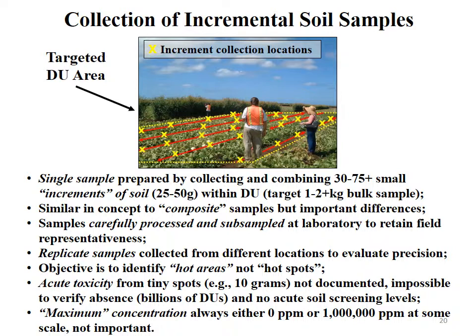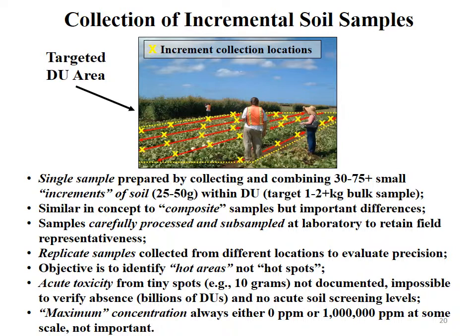Also, replicate samples are collected from different areas within the decision unit, and then each individual sample is tested, and the results are compared to test the precision of the data. Again, the objective in these investigations is to identify hot areas in a risk sense, and not hot spots within the DU. You will make sure that the sample you collect adequately captures a representative number of hot spots and cold spots within the DU, but ultimately you're after the mean concentration.